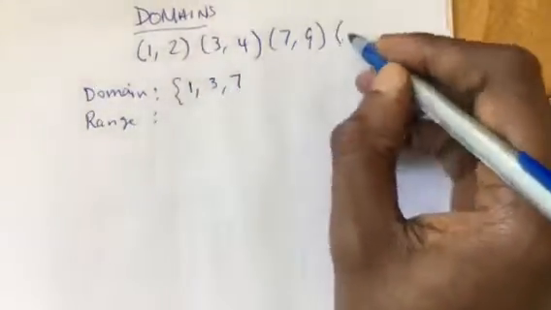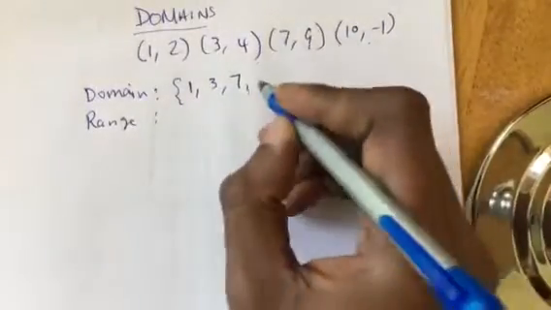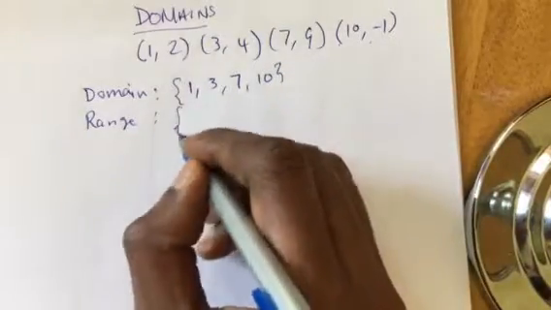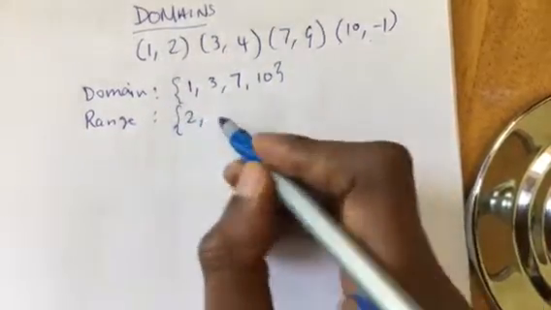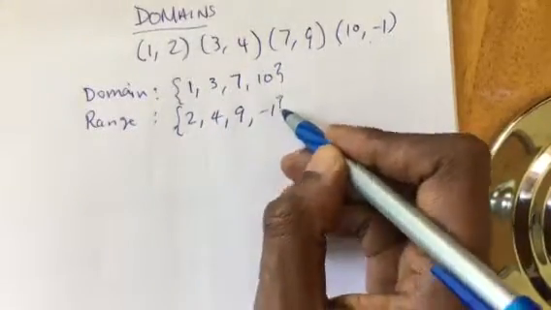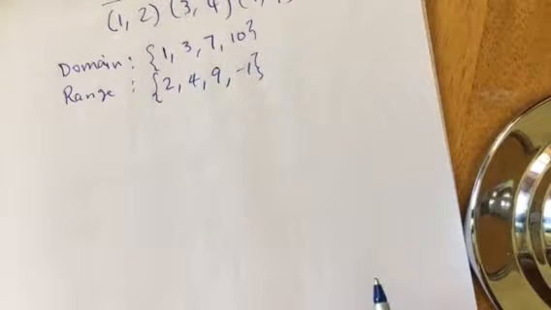And let's say if we had another one, let's say 10 and -1 or something like that. Then here we would just say 10. And the range would be just the y values. So this would be 2, 4, 9, and -1.